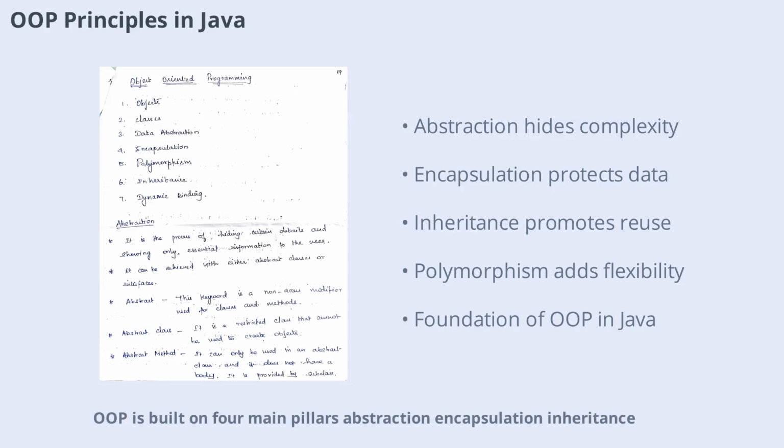Finally, let's tie everything together with the core principles of object-oriented programming, or OOP in Java. OOP is built on four main pillars: abstraction, encapsulation, inheritance, and polymorphism. Abstraction means hiding complex details and showing only the necessary features. Encapsulation bundles data and methods together, protecting the internal state of objects. Inheritance allows one class to inherit properties and methods from another, promoting code reuse. Polymorphism lets you use a single interface to represent different underlying forms, making your code more flexible and scalable.